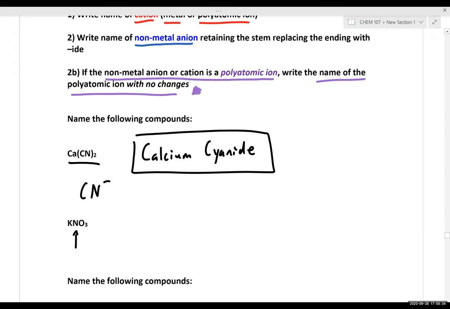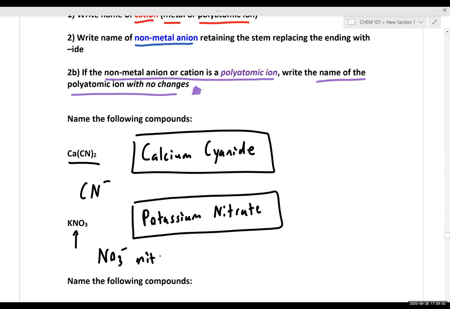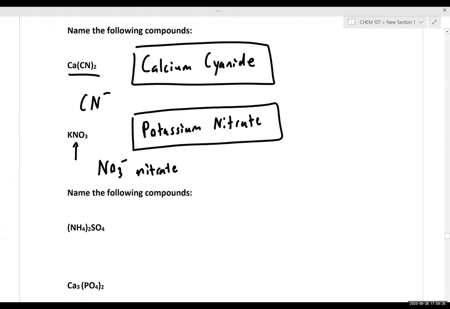Looking at this next example, KNO3, writing the name of our cation, we have potassium. And then for NO3 minus, what do we call NO3 minus? Nitrate, exactly. So this would be potassium nitrate. Exactly right. Notice how the ending of our polyatomic ion is unchanged. Does that make sense to everyone? Does this make sense to everyone so far? So it's not too bad if you happen to know the name and formula of your polyatomic ions. Any questions before we work on some examples in small groups?